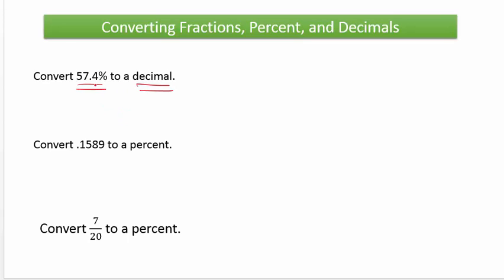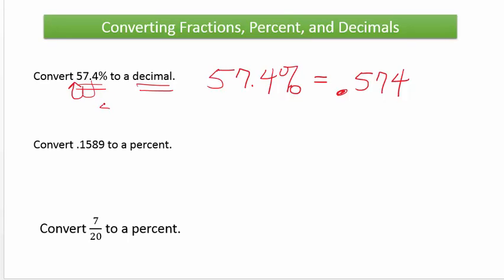We want it to change to a decimal, so we're going to change from a percent to a decimal. So we've got to go 2 to the left. So take this decimal place and move once, twice to the left. So 57.4% converts to 0.574. Now mathematically, the reason that's true is 57.4% means 57.4 out of 100, and when you take 57.4 and divide it by 100, you're going to get 0.574. But like I said, just remember P to D, percent to decimal, go 2 to the left.